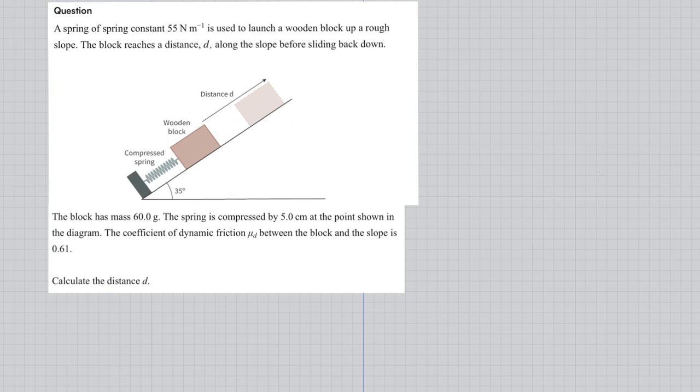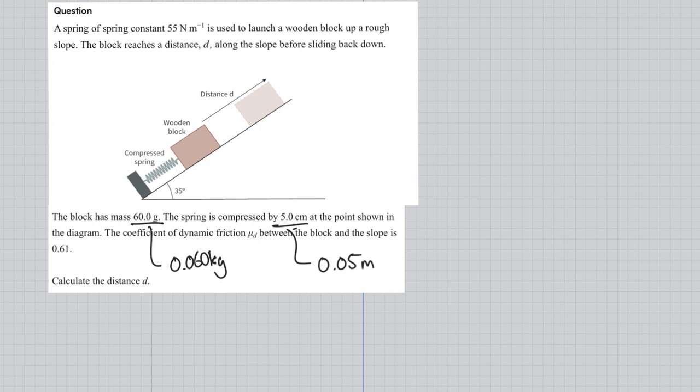Calculate the distance d. A few things we need to do first is write some values in SI units. So 60 grams is going to be 0.060 kilograms. 5 centimeters is going to be 0.05 meters. And everything else looks good. The coefficient of dynamic friction is unitless, and the spring constant k is 55 newtons per meter.